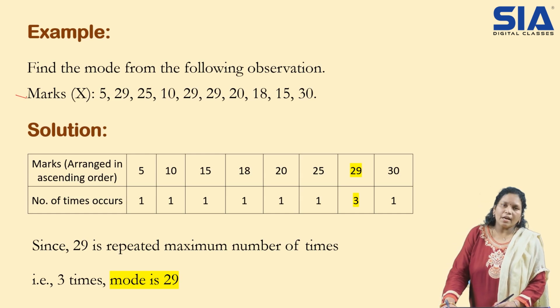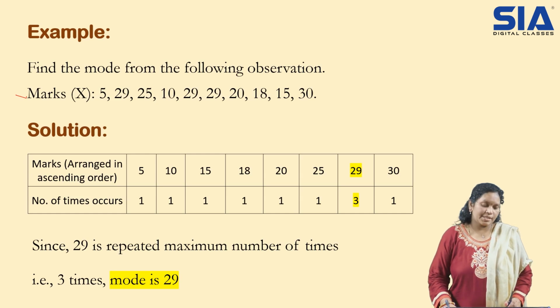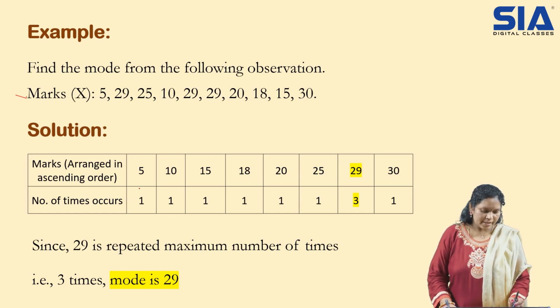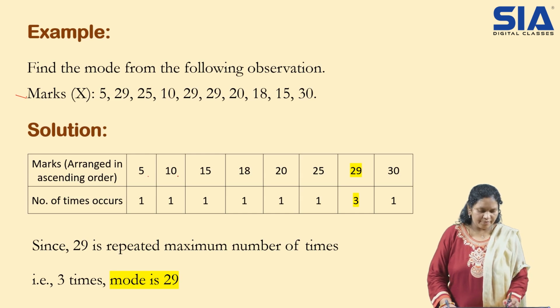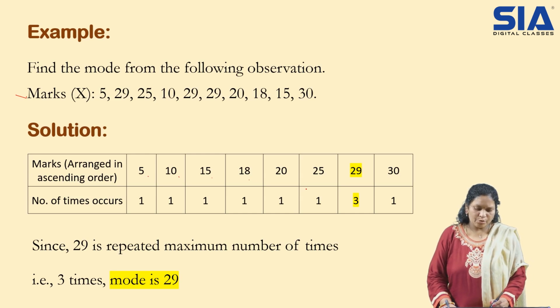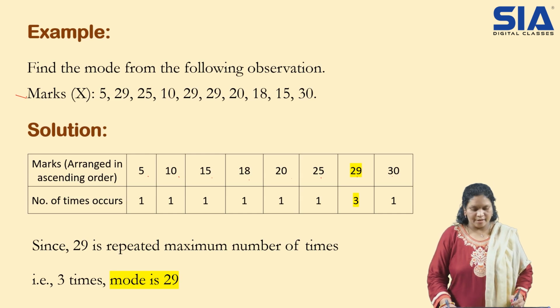So single data we have, that goes to individual series. We know that already. So let us arrange it in ascending order. Arranging marks in ascending order, in the sense from the least value to the highest value: 5, 10, 15, 18, 20, 25, 29, 30. Least to highest I have arranged here.